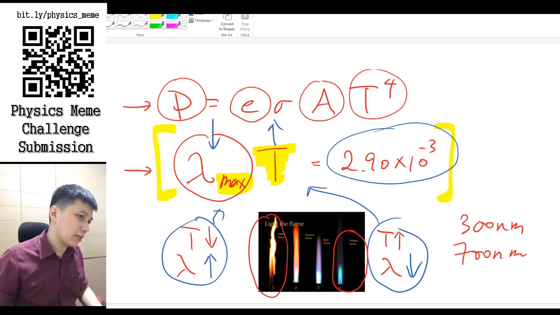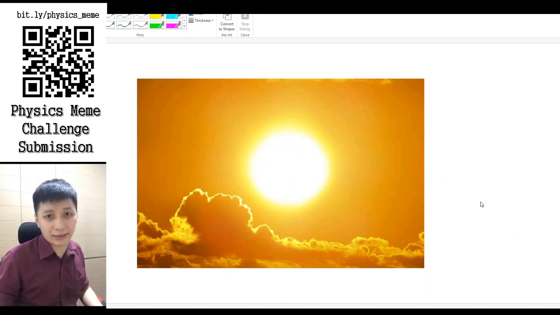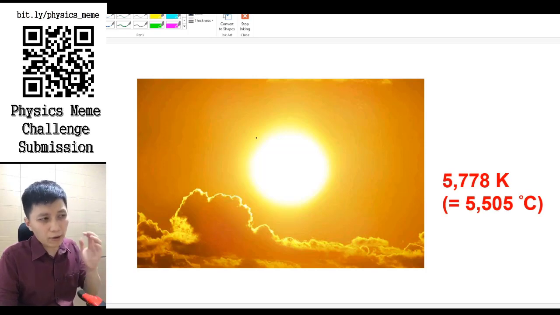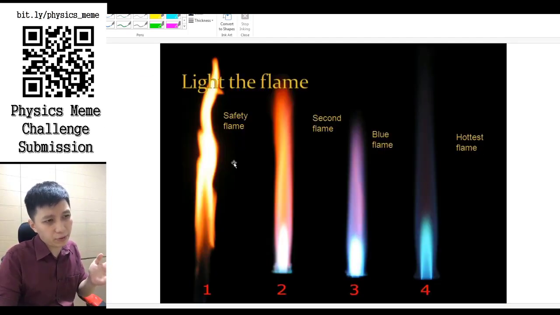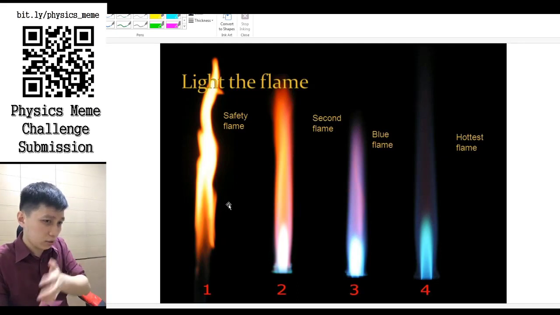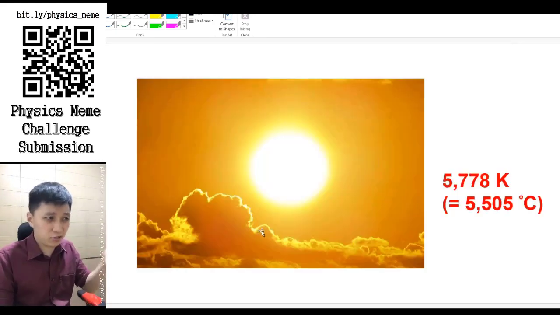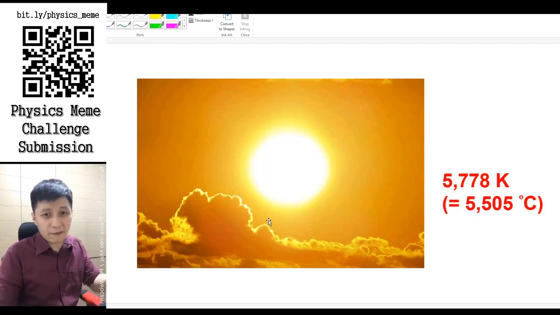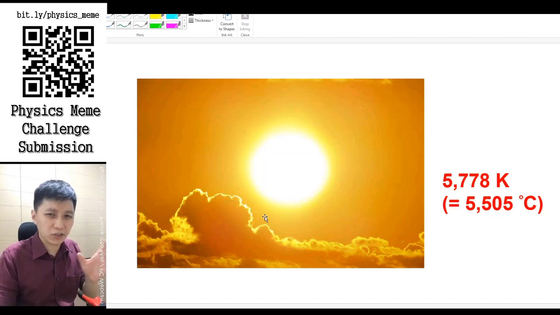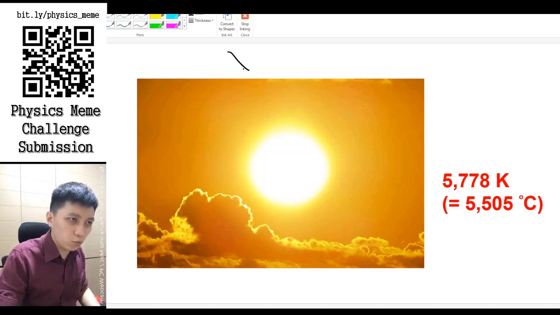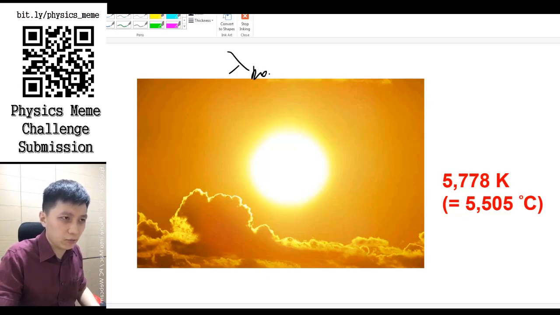And let's think about the case of the sun now. The question is, how come the sun is white in color? Because from our observation in the Bunsen burner, when things get hotter, it should get to blue, or maybe by induction the sun can be a violet color. So why would it be white, which is a mixture of all the colors? Let's try to apply Wien's displacement law and see what happens.